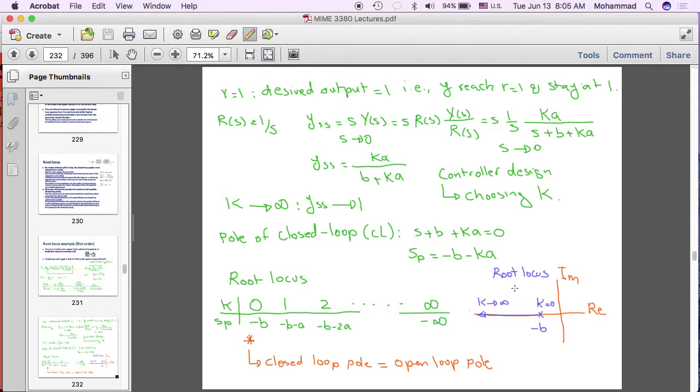We also did another part of this practice where we calculated the steady state value of y, and we showed, as k changes, this is a steady state value of y in response to a unit step input. So as k changes, this y steady state gets closer and closer to 1. So that was the other calculation we did.